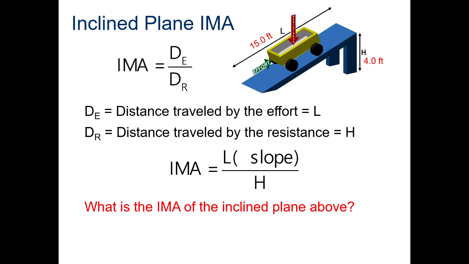So if we're looking for the ideal mechanical advantage of this inclined plane, we take the effort, the 15, divided by the 4, and we get 3.75 to 1, or if we round it off, 3.8 to 1. Okay? And that should be approximately right there, not equals.